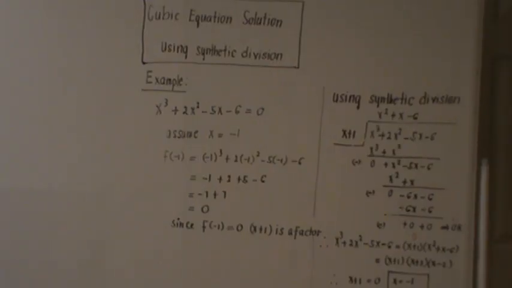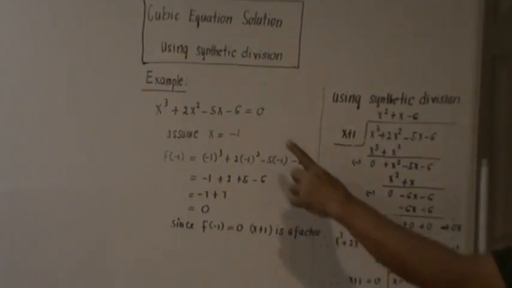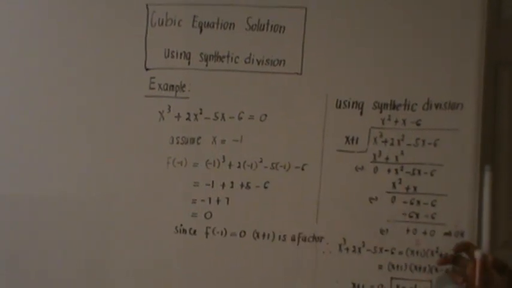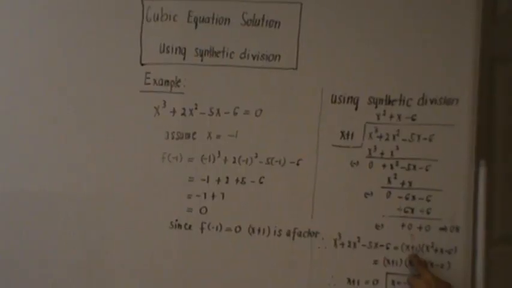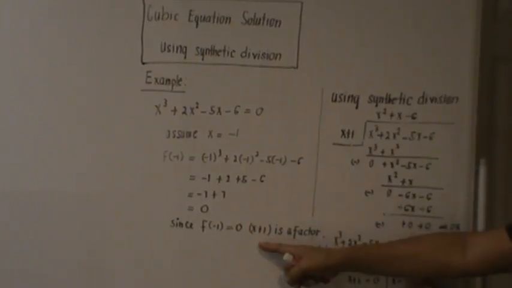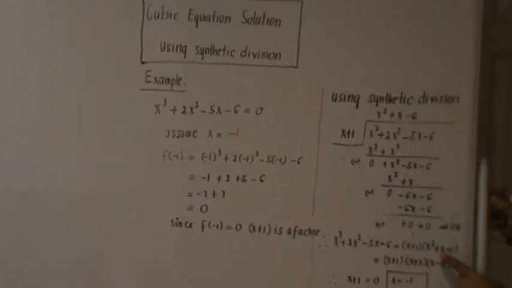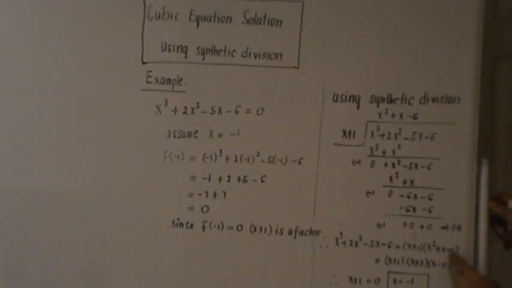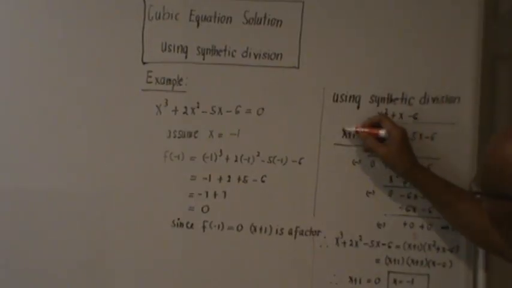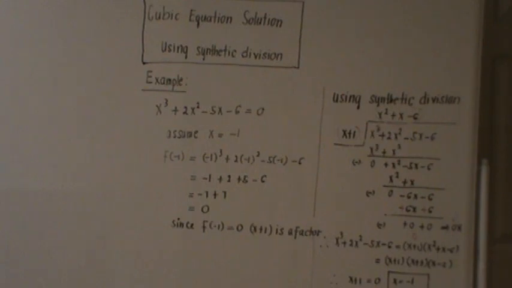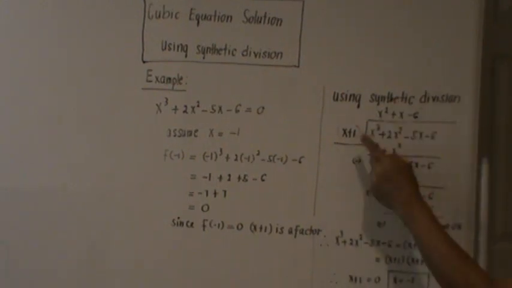So the given cubic equation now, x cubed plus 2x squared minus 5x minus 6, can now be factored to the product of x plus 1, because our first factor is x plus 1, and the resulting quadratic equation after using synthetic division is x squared plus x minus 6. It is this one here. Meaning to say, this cubic equation here is the product of this quadratic equation times this linear equation over here. Because a linear and a quadratic will become cubic.